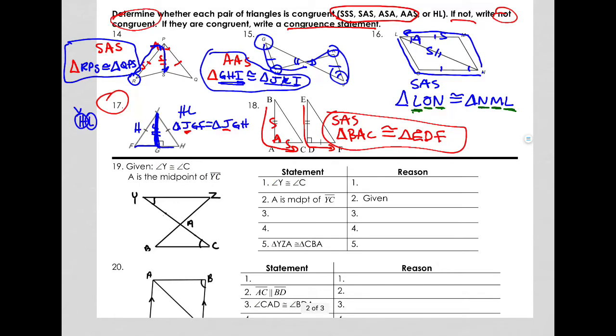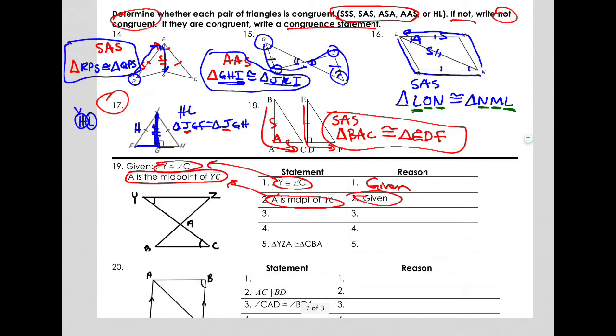Alright. Now we are on to the proofs. So number 19. Alright, so we're given some information. We're given two pieces of information. Remember, the given needs to be in the table. And the reason that you have it is because it was given to you. So what is this? That is something that was given to us. What is this? That is something that was given to us. So far, that fills in the given part.